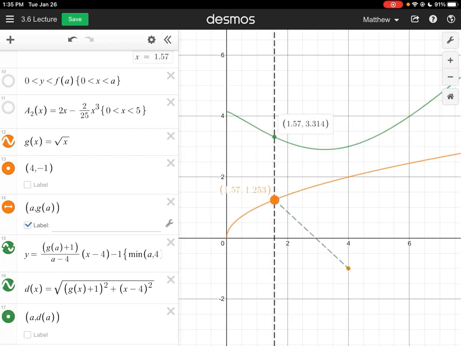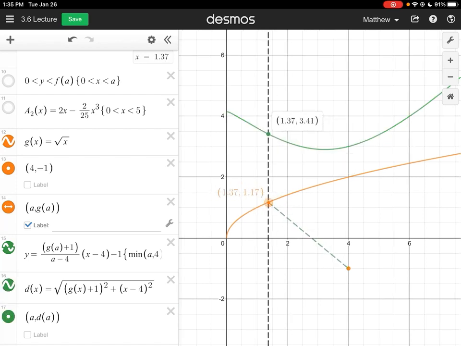3.221. Let's park this somewhere like right here and see what this information is telling us. So look at the orange point on the orange curve. 1.37 is the x-coordinate, 1.17 is the y-coordinate. And you get that y-coordinate by doing the square root of the x-coordinate. But that orange point on the orange curve is a certain distance from the point (4, -1). And that distance is given by the second coordinate of the point on the green curve, the 3.41. So the two orange points are 3.41 units apart from each other.